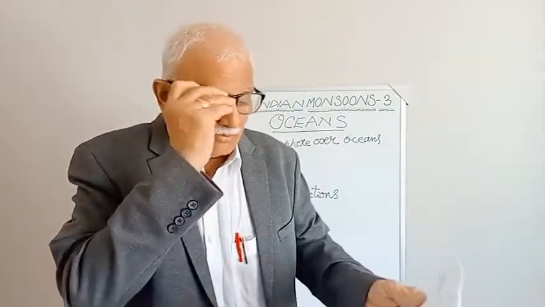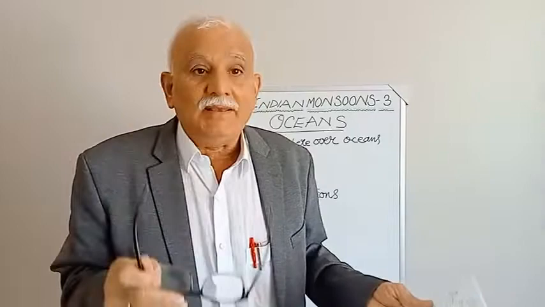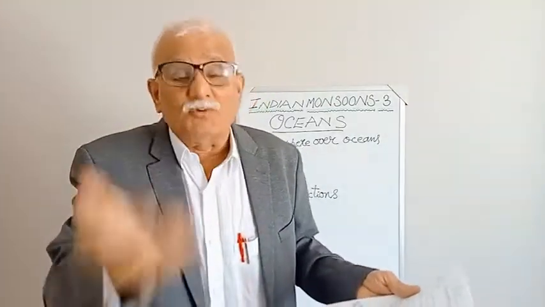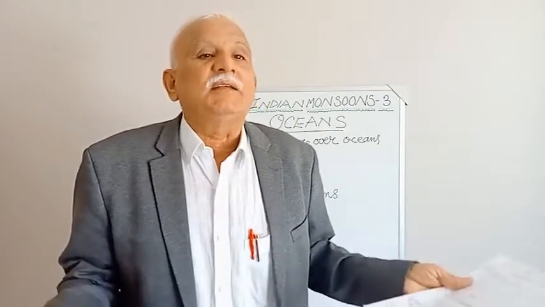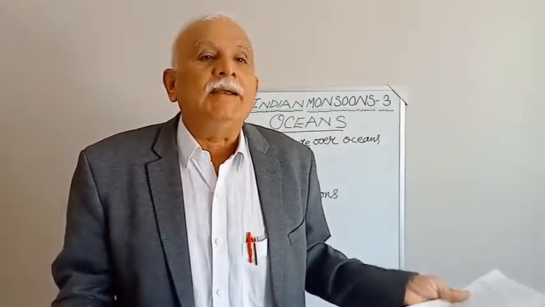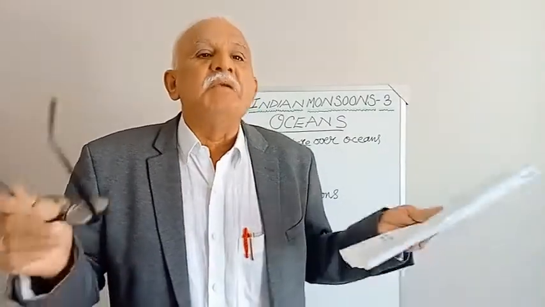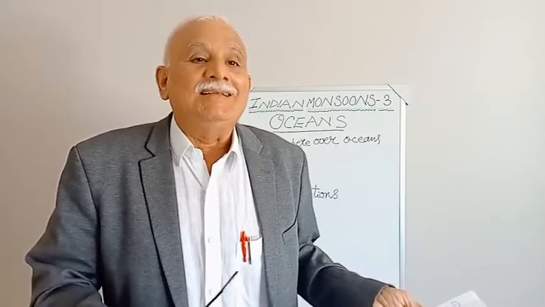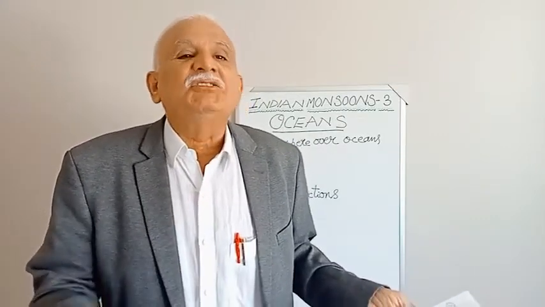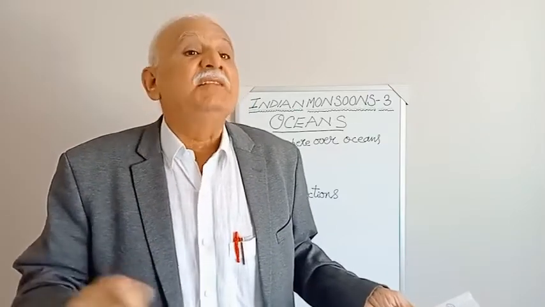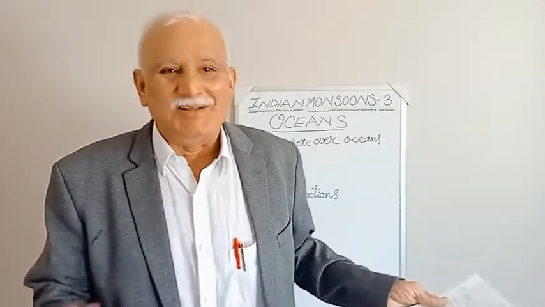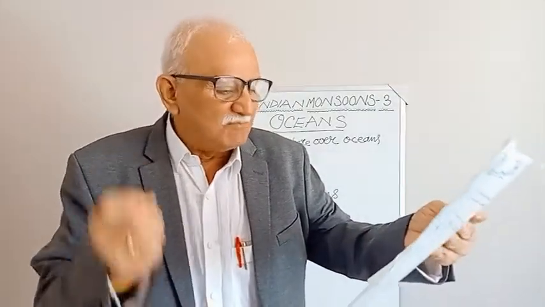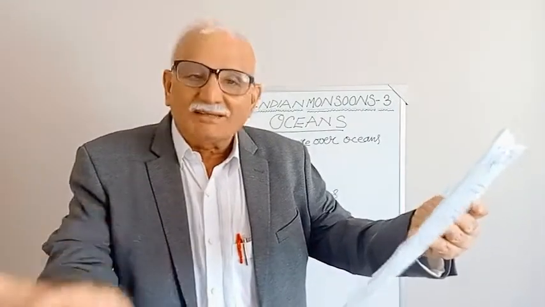Of course, Halley in the year 1686, over 300 years ago, himself said that differential heating of land and oceanic areas is the basic cause, the basic mechanism, of the Indian monsoon, and it is like large scale land and sea breezes. Large scale, not small scale. So, the differential heating of the land and sea is considered the basic mechanism for the monsoon. Okay, this is at the system scale.